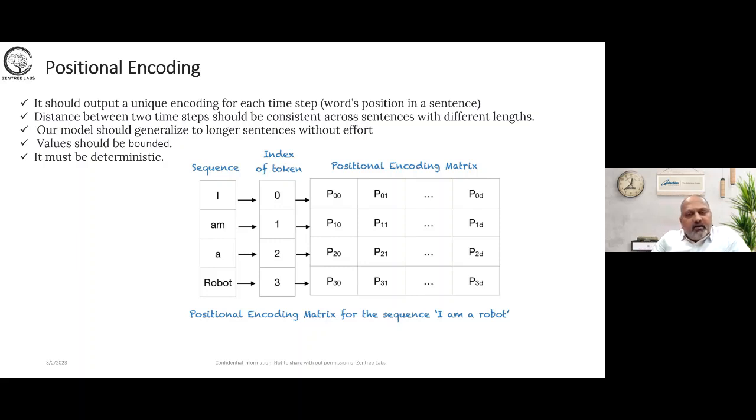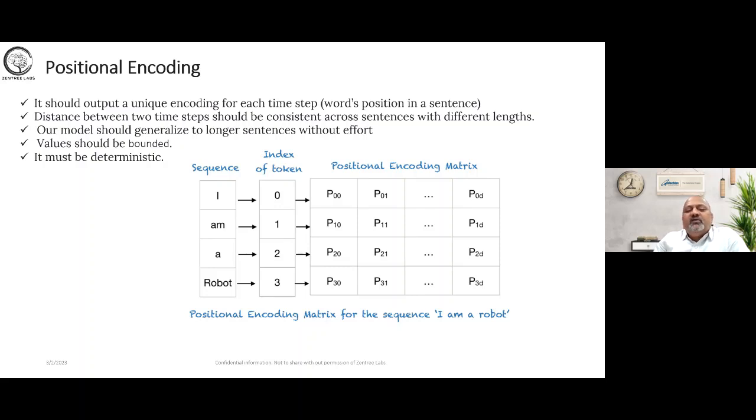Looking at this diagram, let us say that the input sequence given is 'I am a robot'. For 'I' we may have word embeddings, and for 'am' also there may be word embeddings. Let us say there is a d-dimensional vector for each of these words. The word embedding is done. When it comes to positional encoding, for the token at index 0, the first timestamp, I need a vector like P00, P01 to P0d, a d-dimensional vector representing that position.